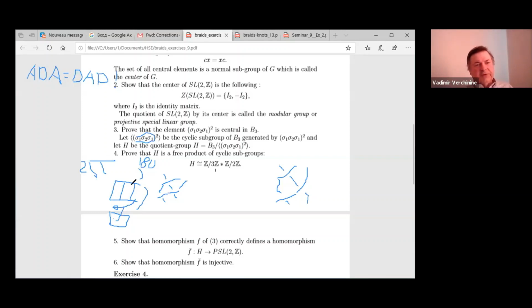Because this is nothing but a full twist. This is 180 degrees, this is a half twist. And (sigma 1, sigma 2, sigma 1) squared is a full twist. So with the help of your full twist, you can simply move your braid from here to here.